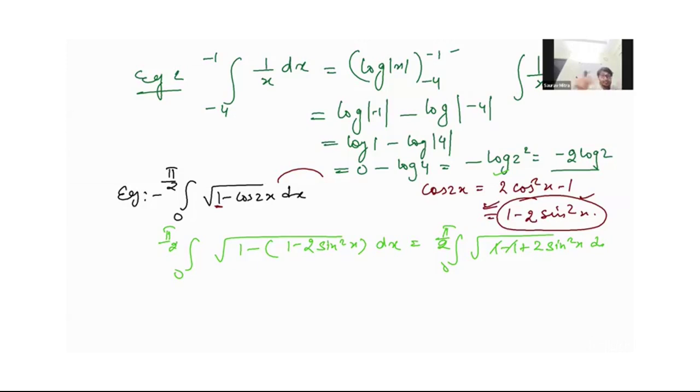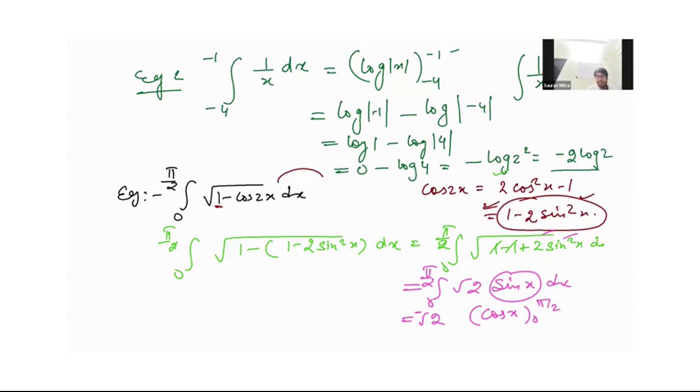Now we will have the integral from 0 to pi by 2 of root 2 sine square x. One square root and one square will get cancelled, so we have only root 2 sine x dx. The scalar is not integrated, so we integrate only sin x, and we know the integration of sin x is minus cos x. Finally we have to apply the limits 0 to pi by 2.